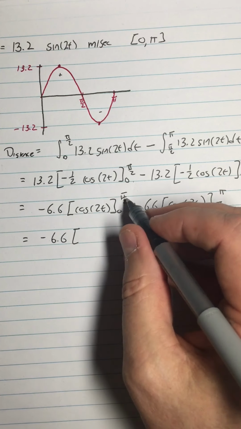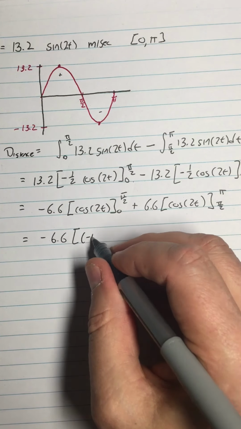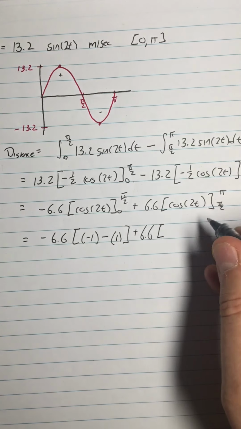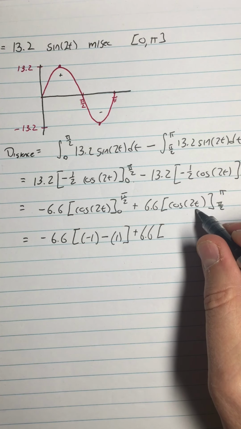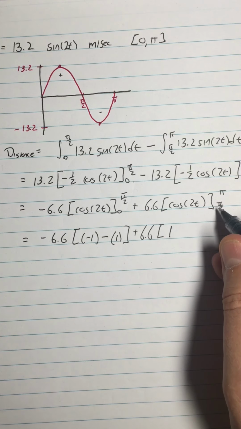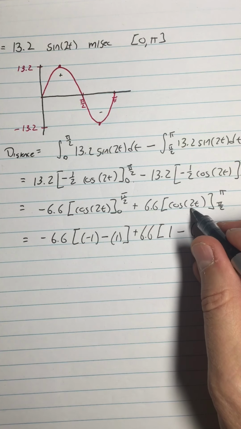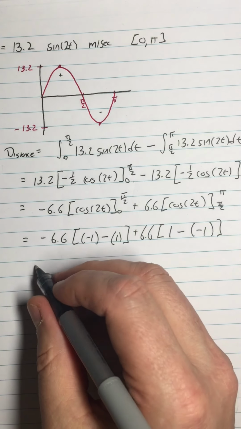When I put in the pi over 2, I'm going to have cosine of pi, which is negative 1. And then I have minus for the fundamental theorem. When I put in the 0, I'm going to have cosine of 0, which is positive 1. And then over here, I'm going to do cosine of 2 pi, right? It's pi in here, so it's going to be 2 pi. So cosine of 2 pi is positive 1. And then minus for the fundamental theorem. And when I put in pi over 2, I'm going to have cosine of pi, which is negative 1. Notice how I didn't need a calculator for any of this. This could easily be a calculator inactive question on the AP exam.